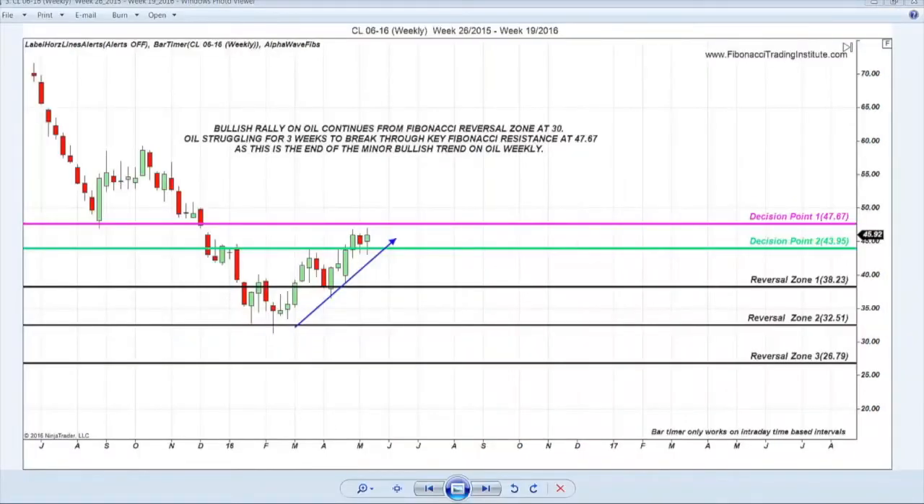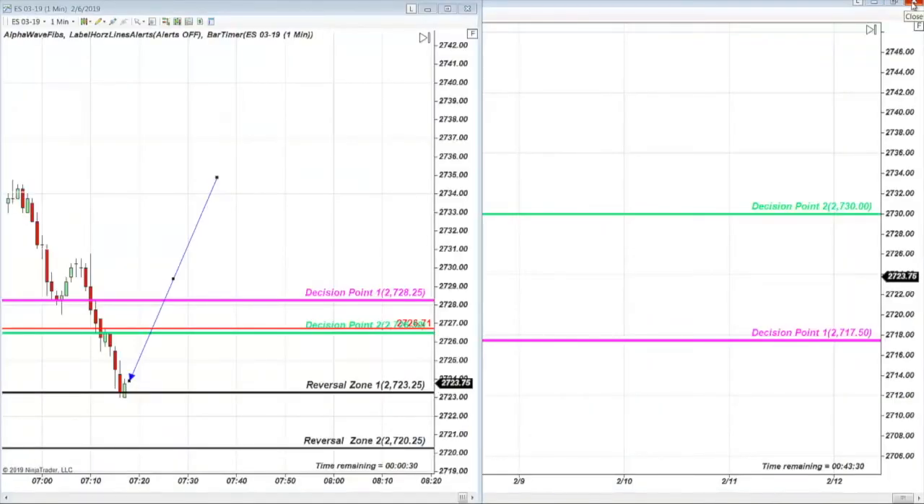So here's oil in 2016 at trend inception. Do you remember that? Oil at 32. And this is S&P in front of you right now at trend inception on 1 minute chart. Identical Fibonacci level. So again, absolutely no surprise what price is doing. Fibonacci reversal zone identified many minutes in advance in a play in front of you.